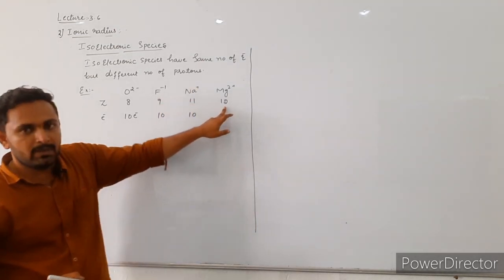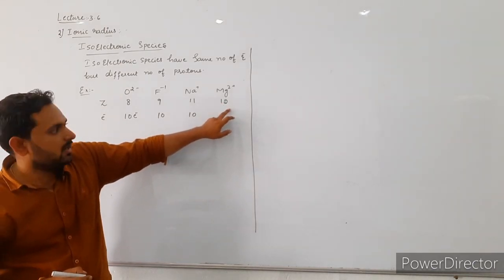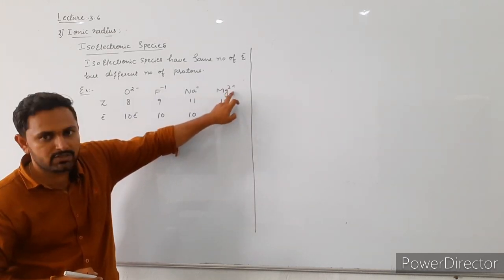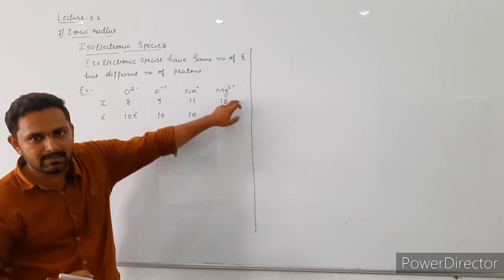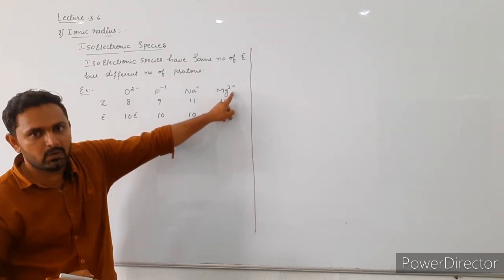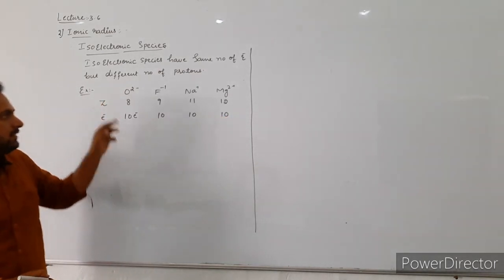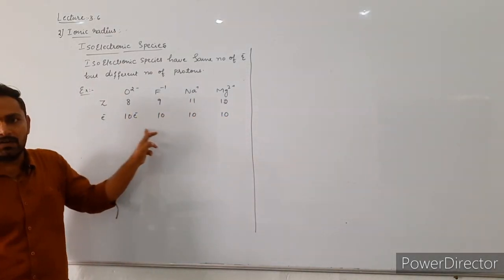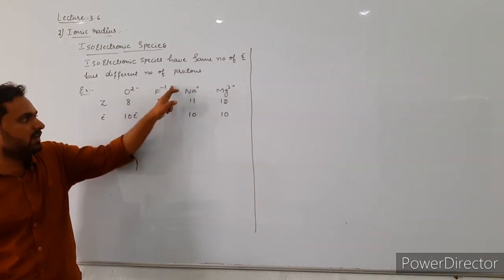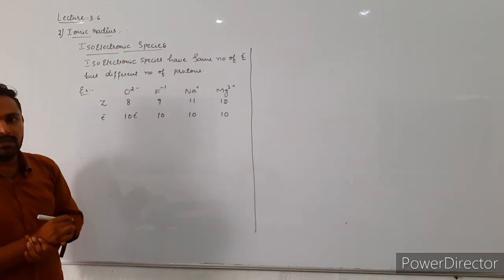Next, come to magnesium. Here, what is the atomic number? 12. How many electrons are present in neutral magnesium? 12. But in magnesium plus 2, there are 2 electrons less. Plus 2, it indicates less number of electrons. So 12 minus 2, 10 electrons. See here, in these 4 species, the number of electrons are same. That's why these species O2 minus, F minus, Na plus, Mg plus 2 are called isoelectronic species.